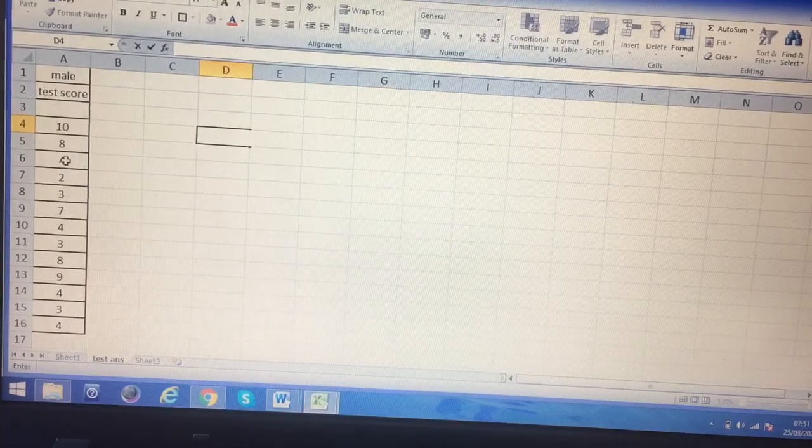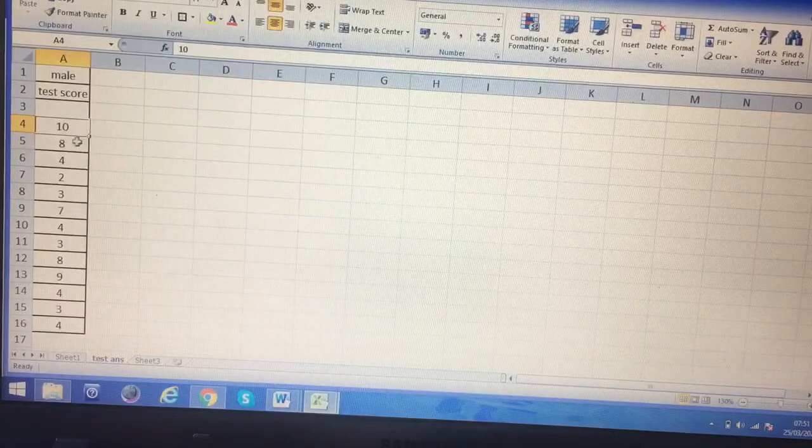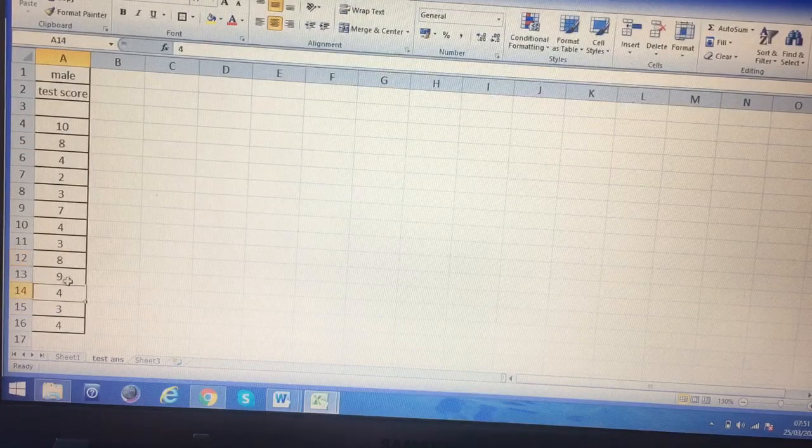So I took a test with my 10 students. They all happened to be male in my class. These were the results. Someone got 10 out of 10, brilliant. Someone got 8 out of 10, that's brilliant. He got 3 out of 10, oh dear. He got 8 out of 10, he got 9 out of 10.